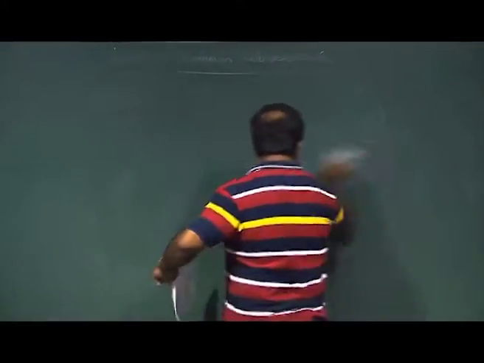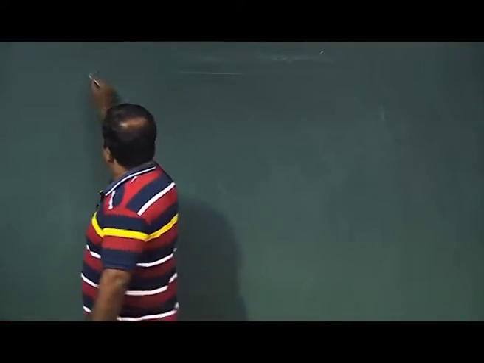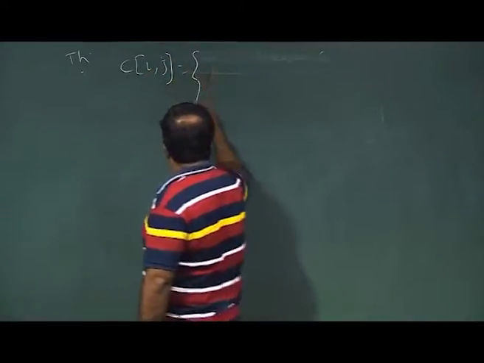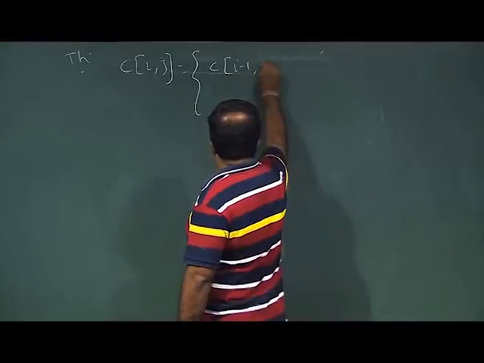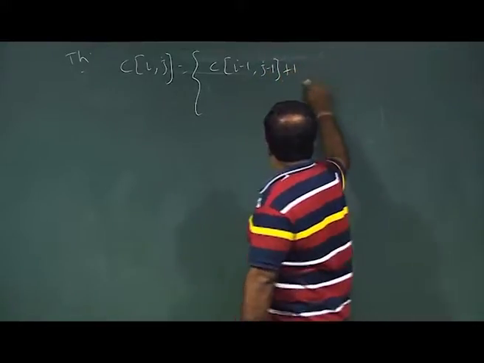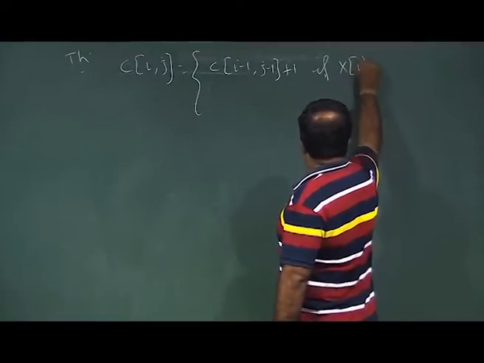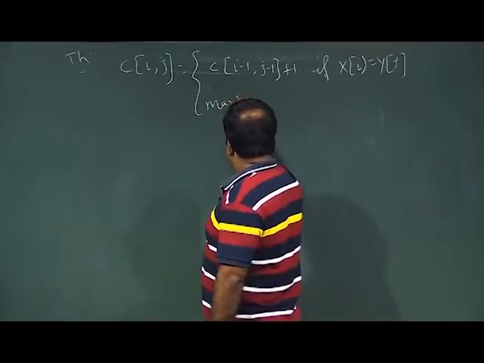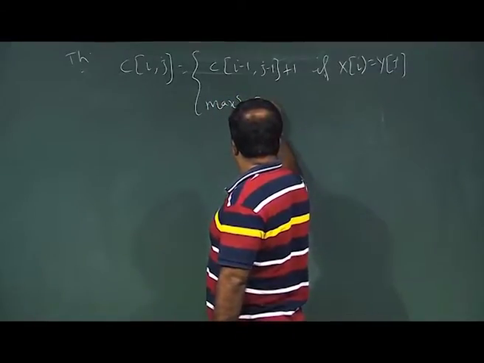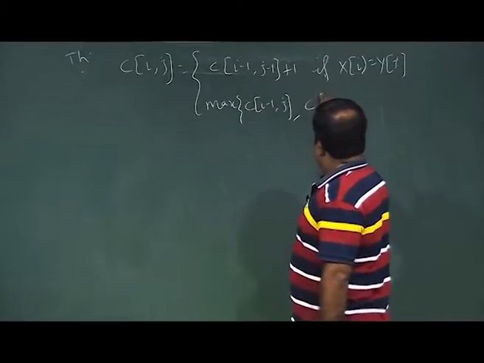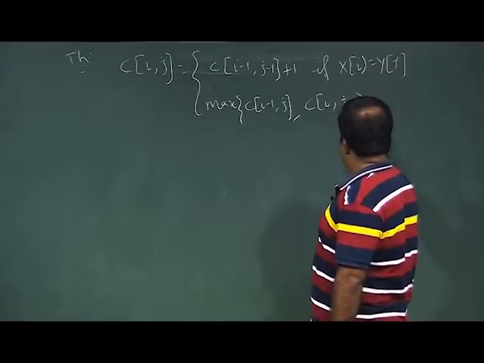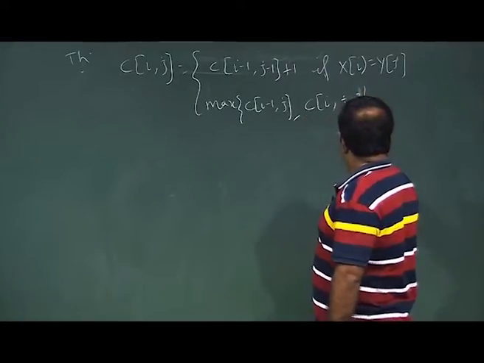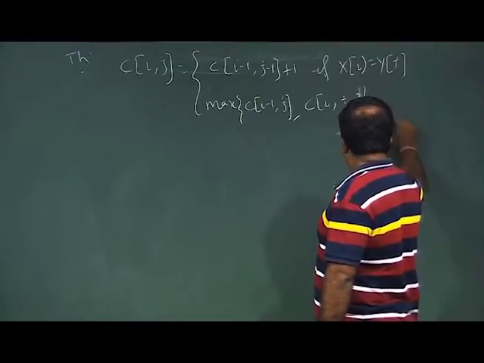So C[i][j] is C[i-1][j-1] plus 1 if x_i equals y_j, and otherwise, if x_i is not equal to y_j, it is the maximum of C[i-1][j] and C[i][j-1].